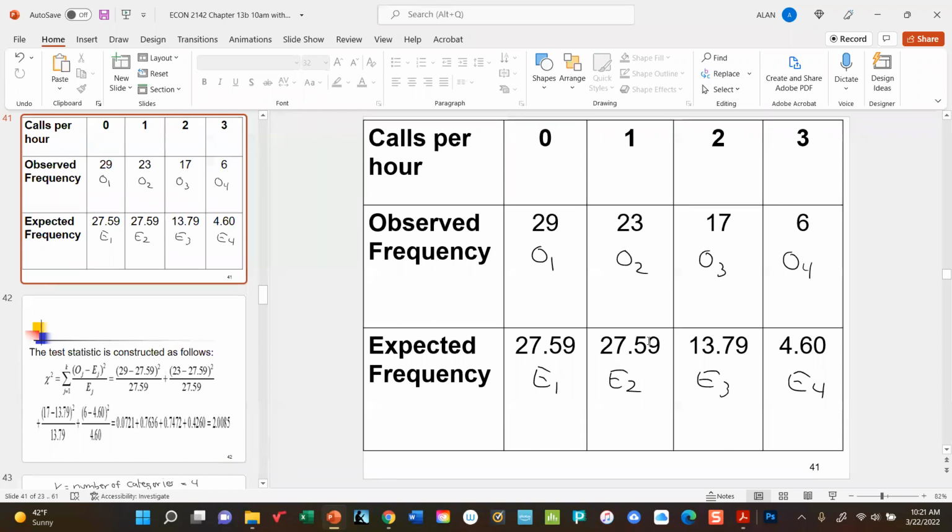Go to Stat, Edit, and erase all the lists you already have. In L1, type those four numbers: 29, 23, 17, and 6. Then in L2, put 27.59, again 27.59, 13.79, and 4.6. When you get out of that mode, we're going to do something very interesting, something you might not have even realized was down there.